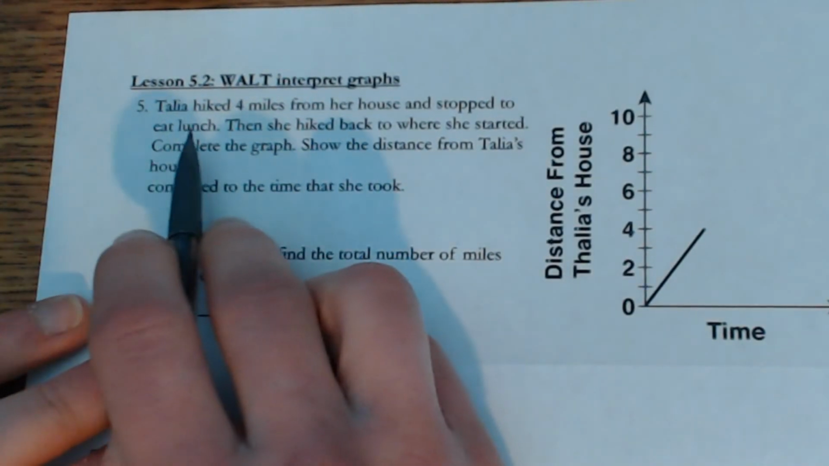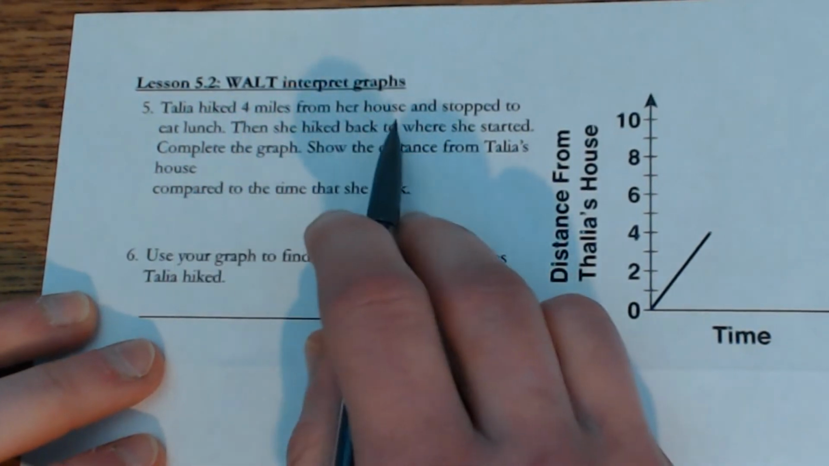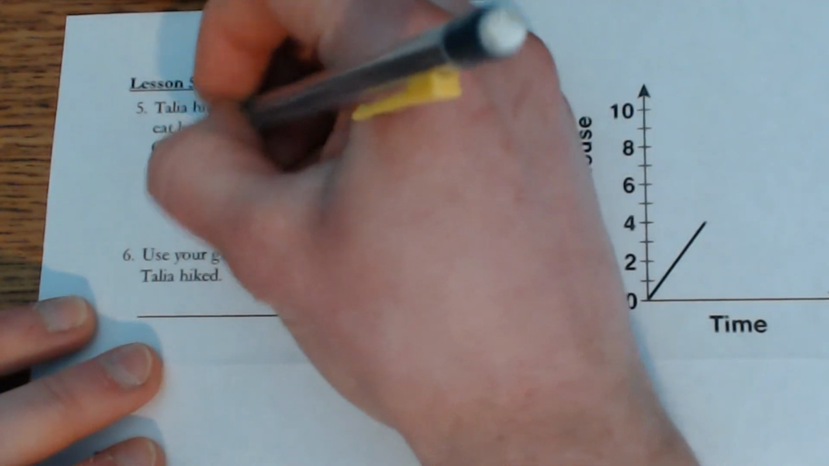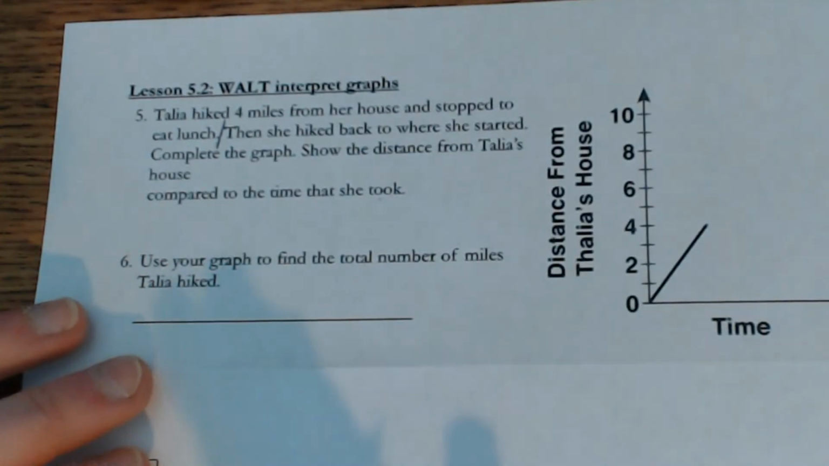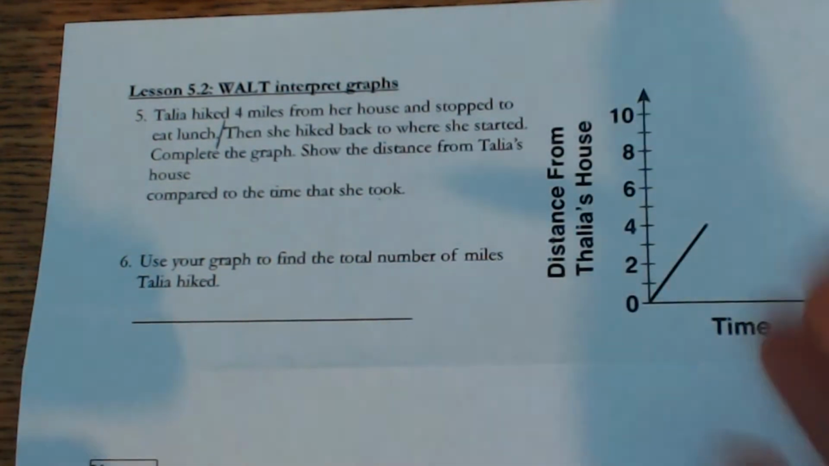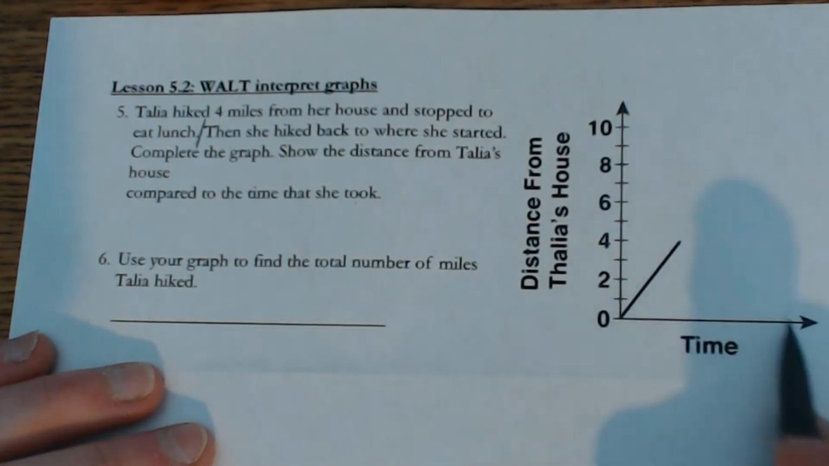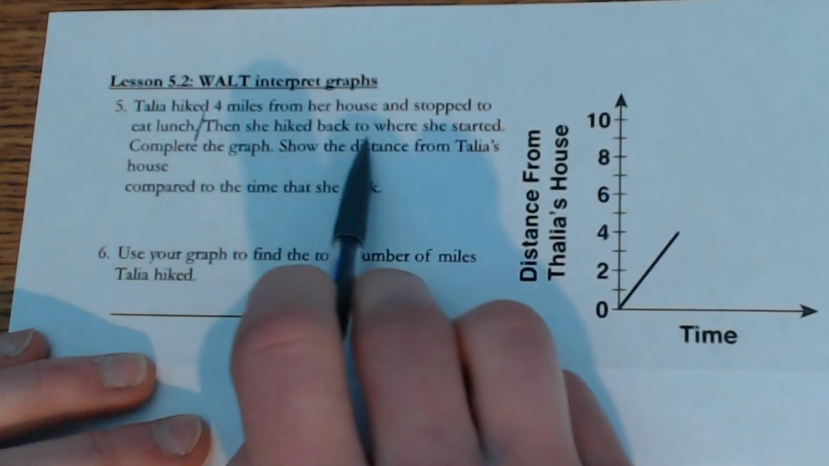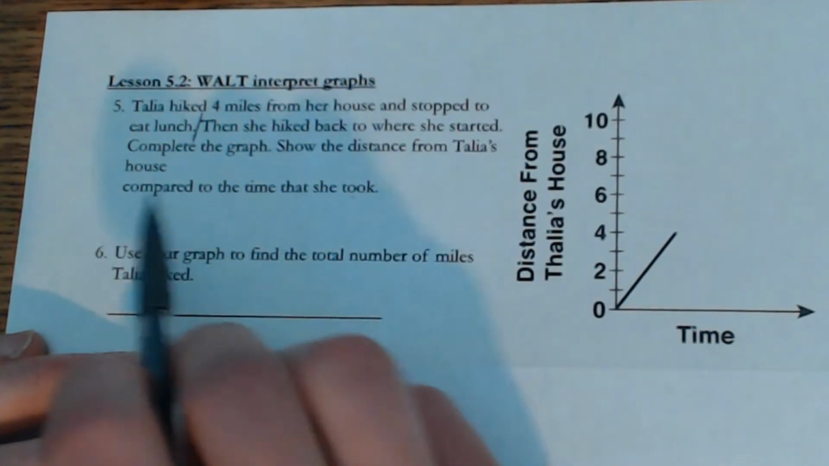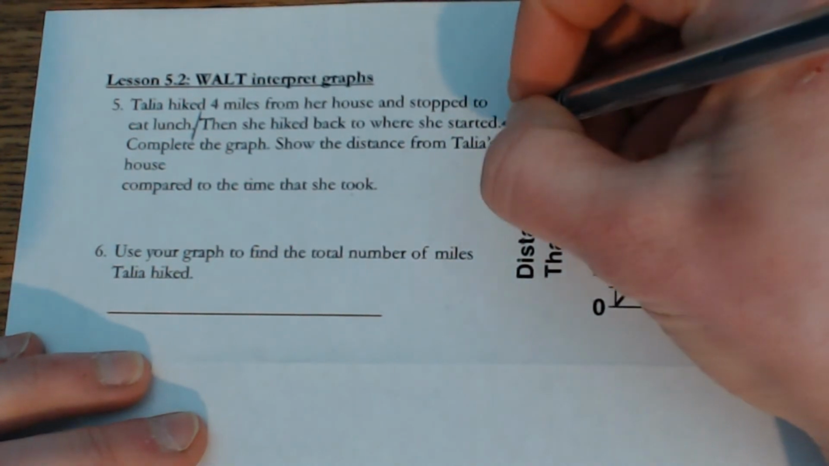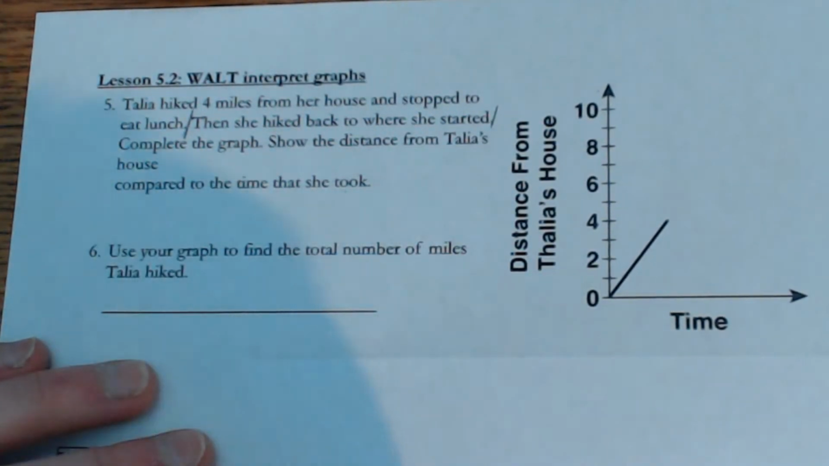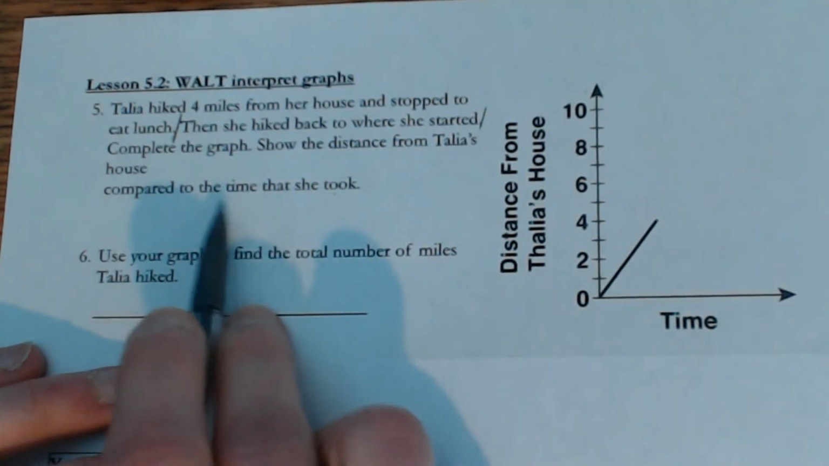So it says Talia hiked 4 miles from her house and stopped to eat lunch. So I'm already going to go ahead and put a little line here to show that this is a stop in what's happening, which usually will represent an angle or change in our graph. Then she hiked back to where she started. Complete the graph. Okay, so that's already done and stopped. Now, it says show the distance from Talia's house to complete the graph, and then compare to the time that she took.